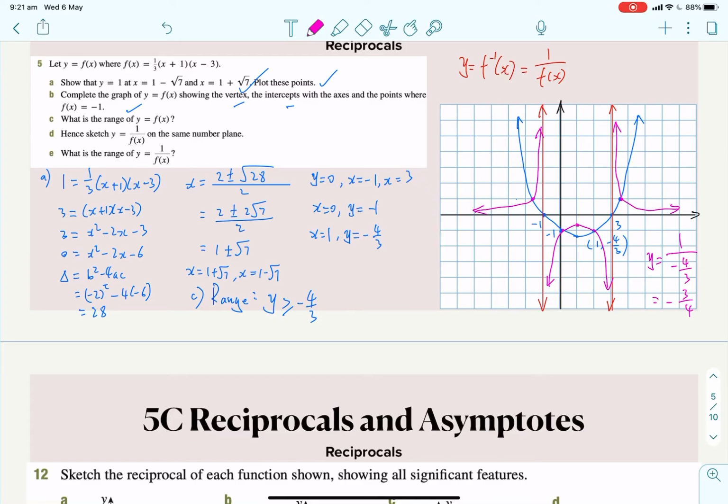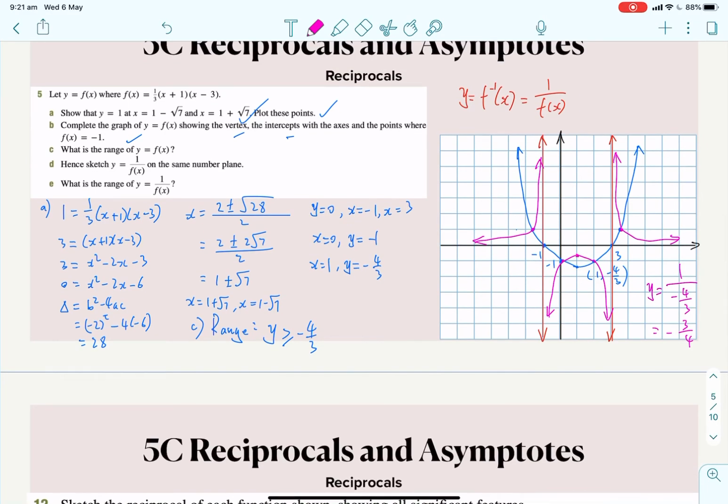So it looks like a sad face, or it looks like the mask from Scream. You guys seen that movie? Anyway, so this is how we do that graph.